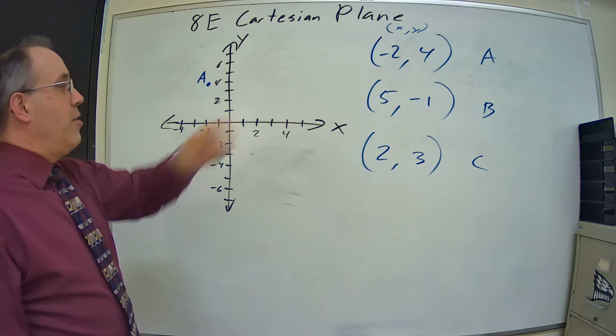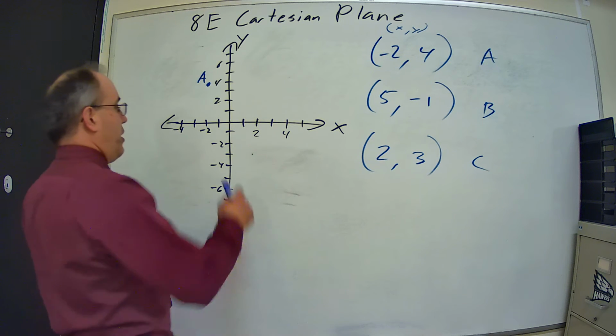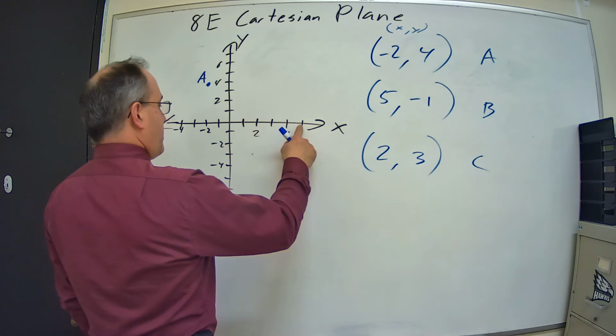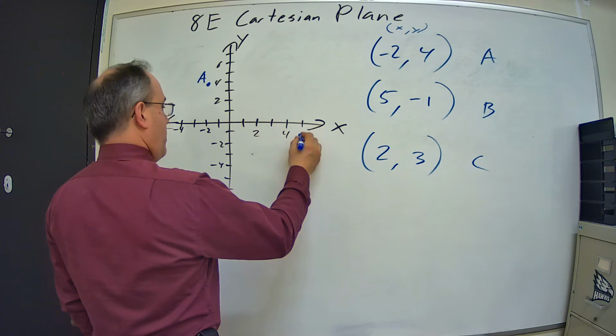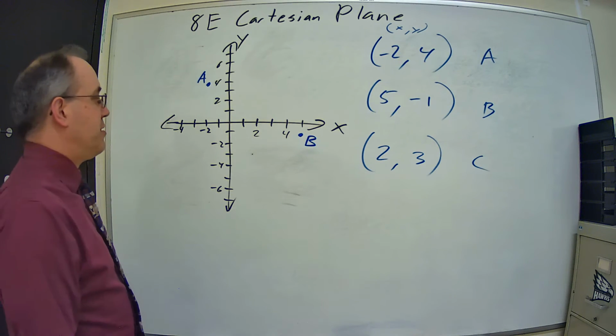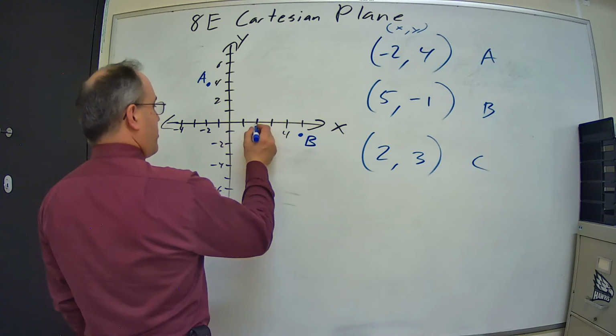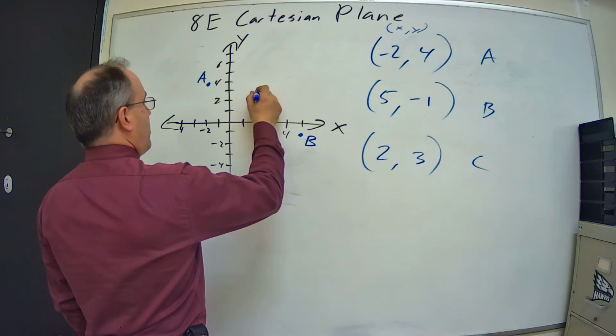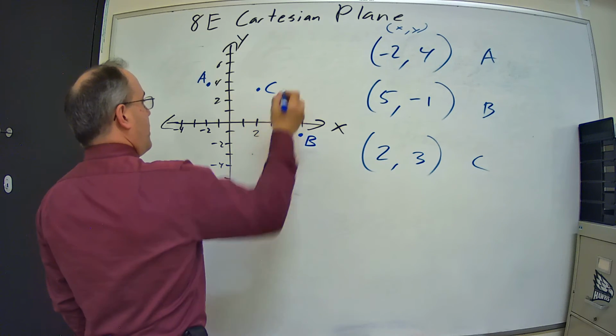So we have A. B is at 5, negative 1. That's 5 in the x, negative 1 in the y. So there's B. And then C is 2, 3. So x is equal to 2, y is equal to 3. And we have C.